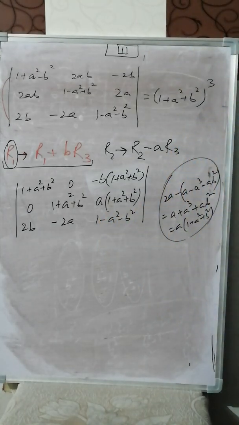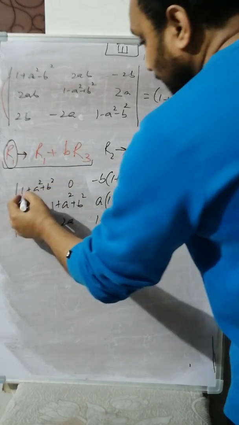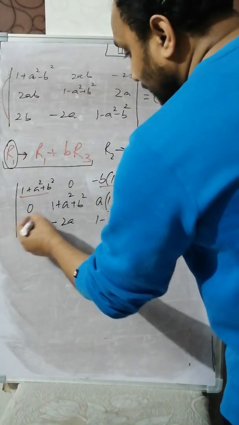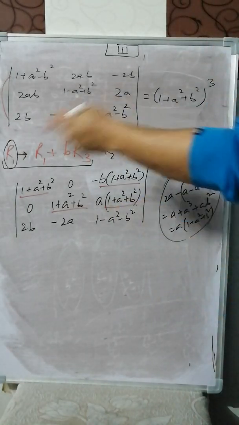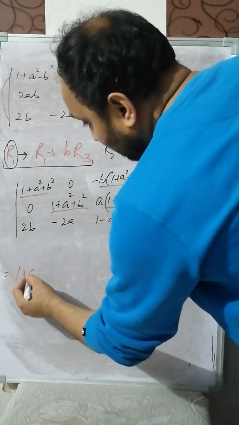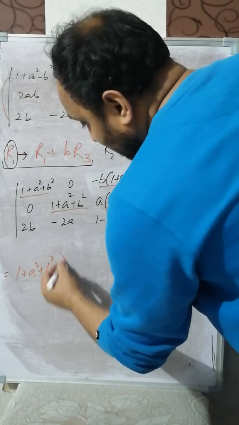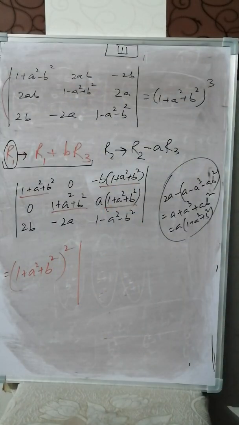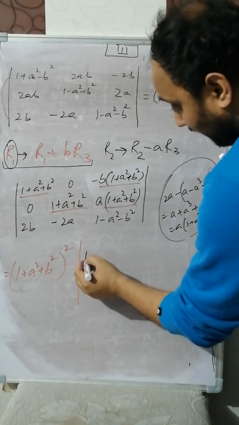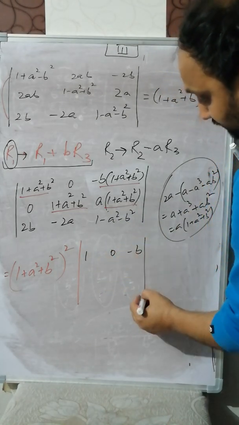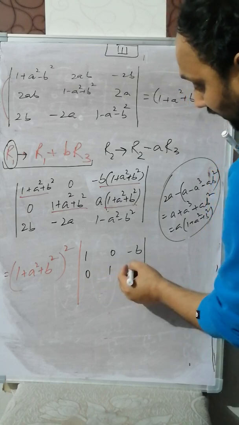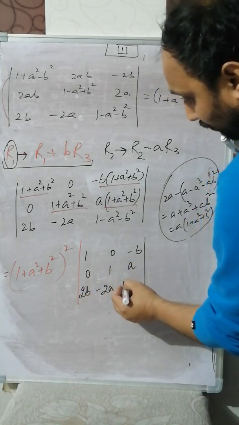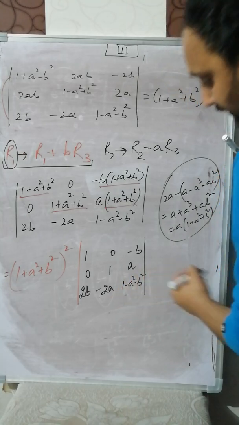What can you do now? From first row you have this common, और जीरो के साथ तो कुछ भी कॉमन निकाल सकते हो। From second row also you have got this thing common, it comes out, it will become 1 plus a square plus b square का whole square, please keep it in bracket, and then it will be 1 0 minus b, 0 1 a, it will be 2b minus 2a, 1 minus a square minus b square.